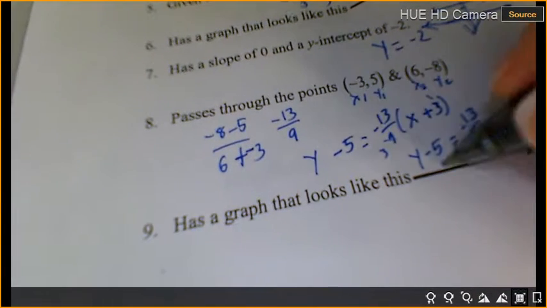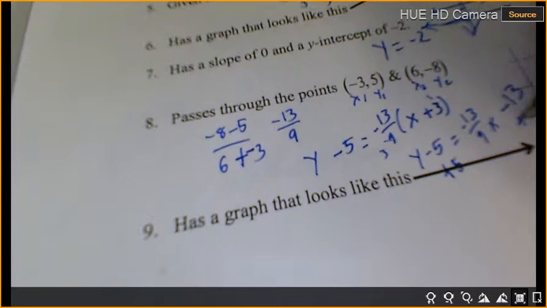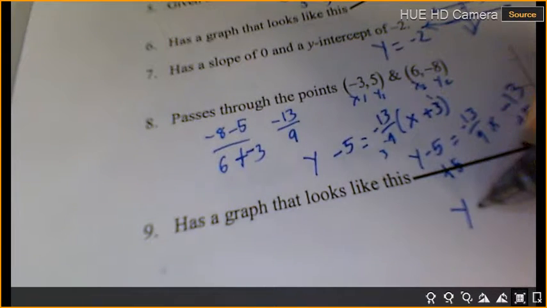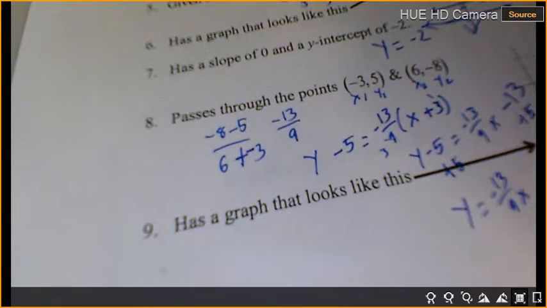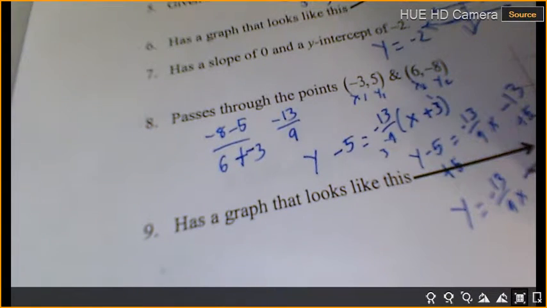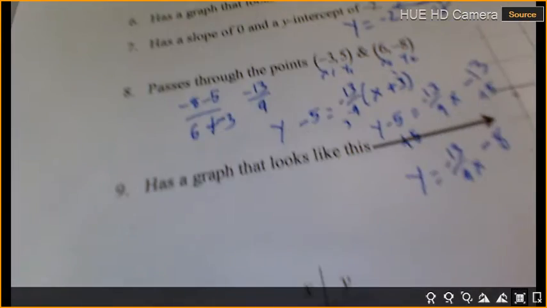Okay, so now I'm going to add 5 to both sides. Y equals -13 ninths x. -13 plus 5 is what? What is -13 plus 5? 8. Good.